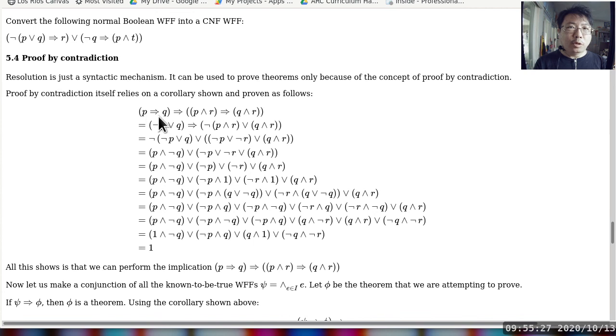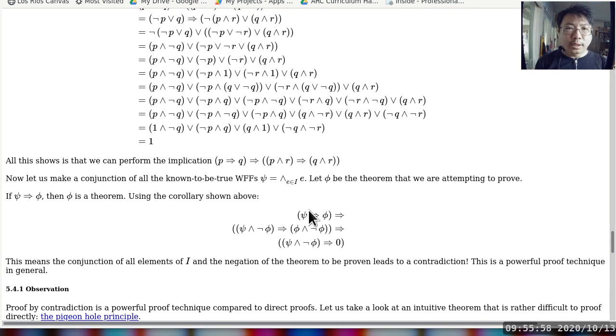So all this is showing is that P implies Q implies P and R implies Q and R is always true. In other words, if you already know that P implies Q is true, you can always add via conjunction something to both sides of the implication, and that new implication is guaranteed to be true as well, given that P implies Q is already true to begin with. And then from that one, we basically look at the actual mechanism of proof by contradiction.